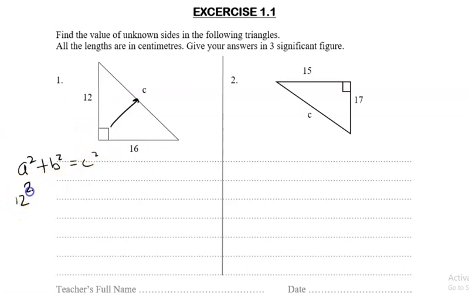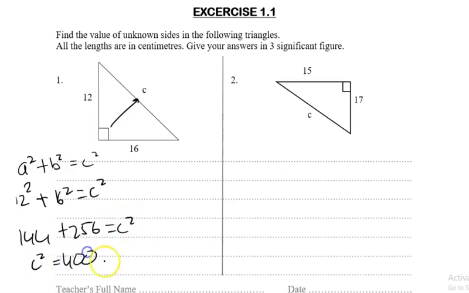12 squared plus 16 squared is going to equal c squared. 144 plus 256 is going to equal c squared. So c squared is going to equal 400. Now to work out the value of c, you're going to square root this, so you square root this side as well. C equals 20. And the question says, give your answer to three significant figures. So we have to show the third significant figure by putting a decimal here and a 0. And the units is centimeters.